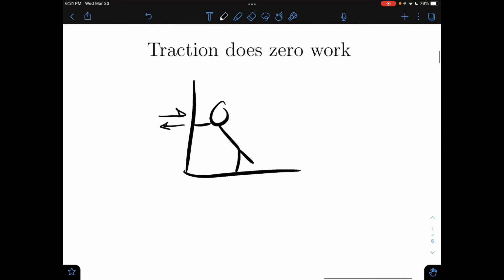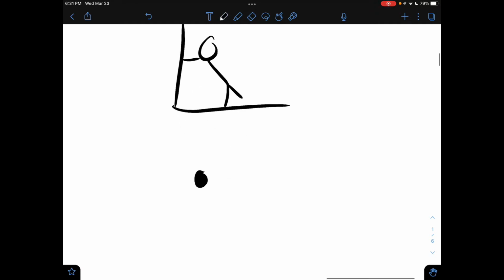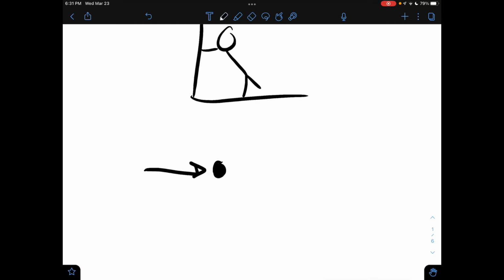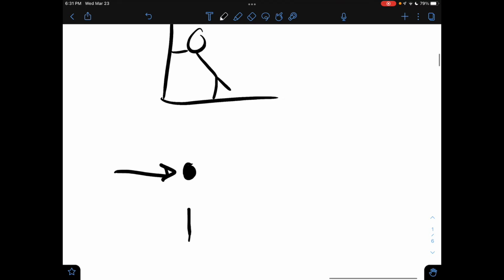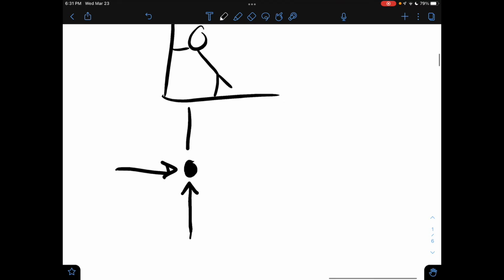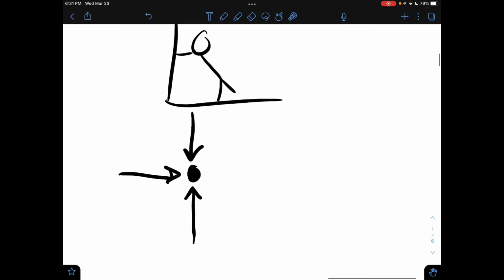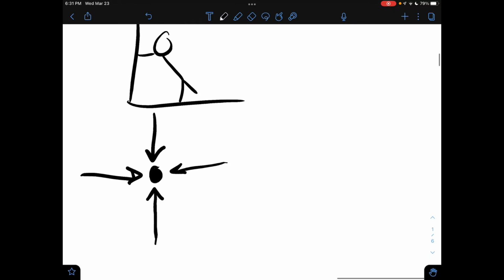So we have some of our forces on this person. Here's my force diagram for the person. We have the wall pushing on their hands. We have the floor pushing up on them. We have gravity pulling them down. But we're not moving, so we know something has to balance this. That's going to be our friction.